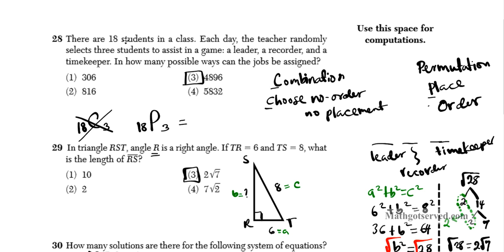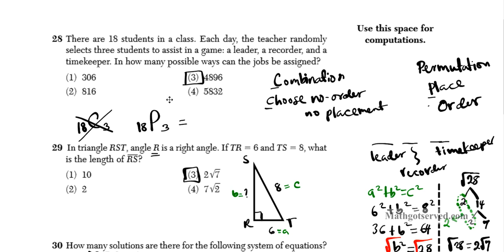In this case, we're placing 3 students out of 18 into 3 spots, namely the leader, recorder, and timekeeper position. So this is going to be a placement problem, so it's going to be permutation. So we're just going to compute 18P3 as your choice here.